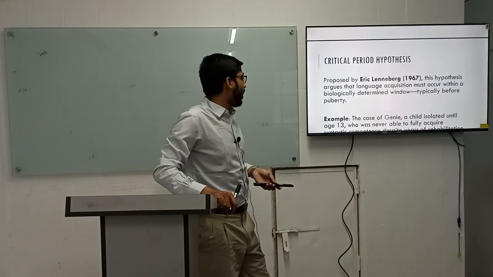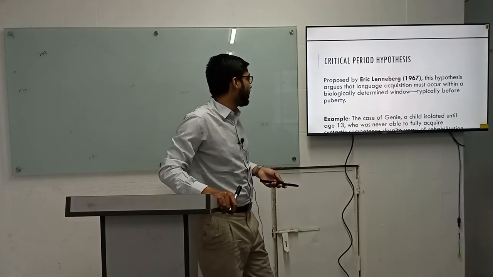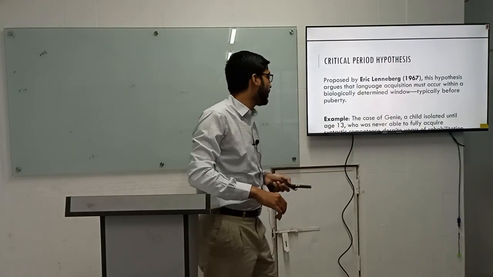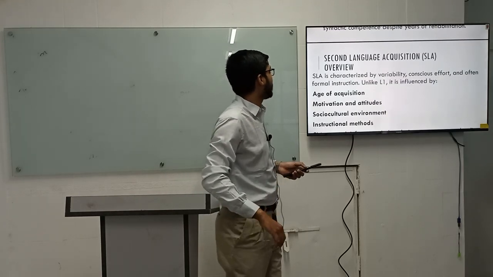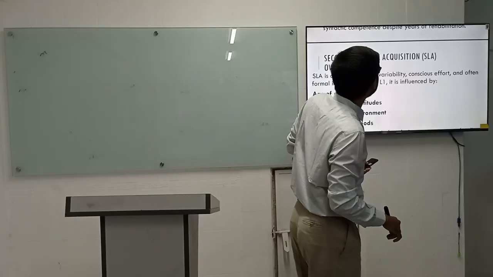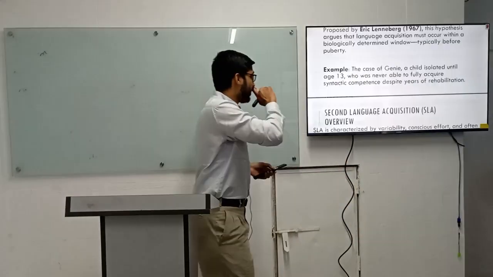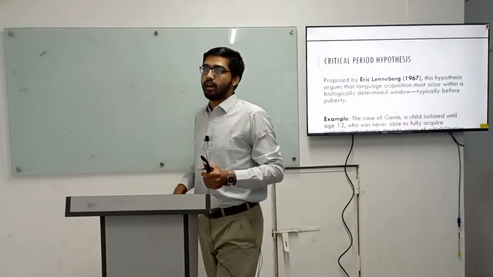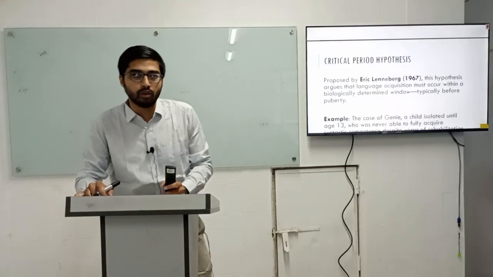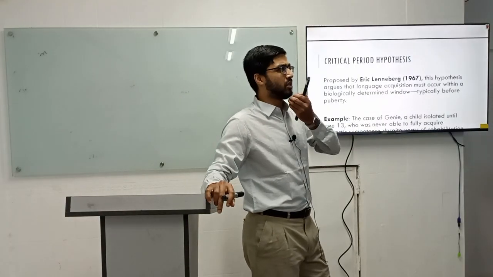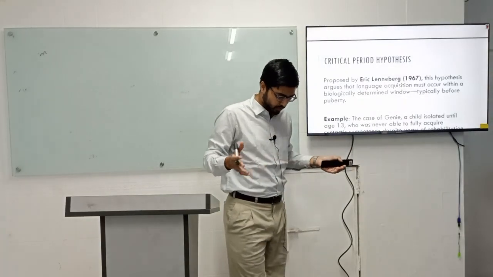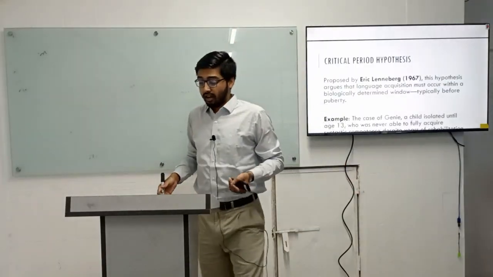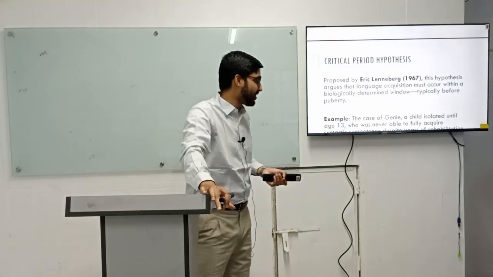For example, the case of Genie, a child isolated until age 13, who was never able to fully acquire systematic competence despite years of rehabilitation. Oh, yes, you know that. Thank you. So this refers to Eric Lenneberg's critical period hypothesis. We all know from 0 to 2, then 2 to 13, and then 13 to 24, then 24 onwards. Maybe, yes, as far as I remember from my university days.